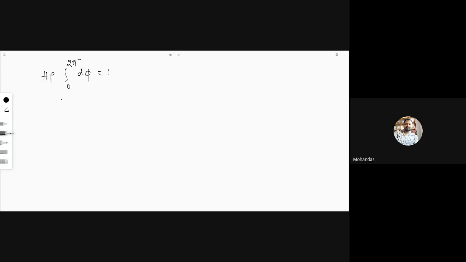Now H into rho, integration d phi. The limits are 0 to 2 pi, which is equal to I enclosed. So H into rho, if you substitute the limits, 2 pi minus 0, is equal to I. So which is nothing but H into 2 pi rho, which is equal to I. So what is the H here?